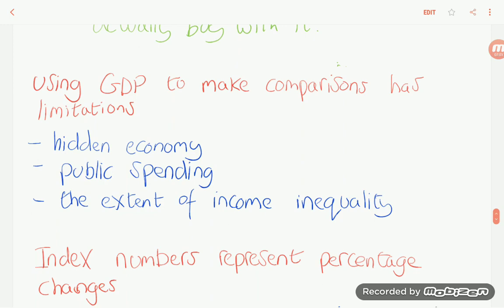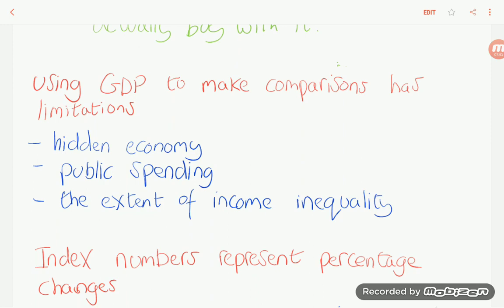Using GDP to make comparisons has limitations. GDP and GDP per capita are used to compare the different performance and the standards of living in different countries. A high GDP would suggest a country's economic performance is strong, and a high GDP per capita suggests that a country's standard of living is high. Using the GDP and the GDP per capita to make comparisons between countries has limitations. There are several things that GDP and GDP per capita figures might not take into account.